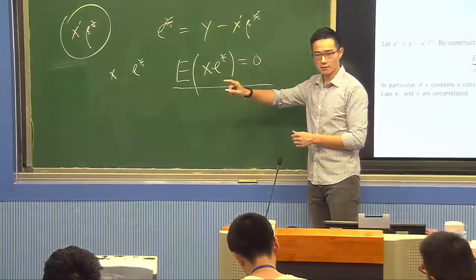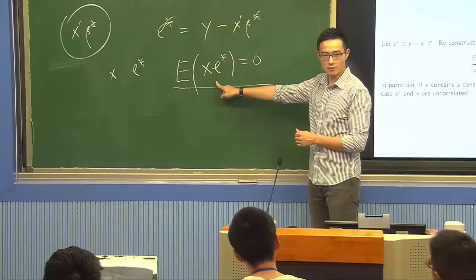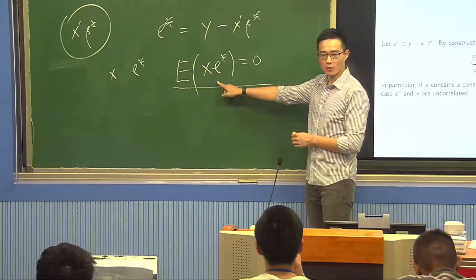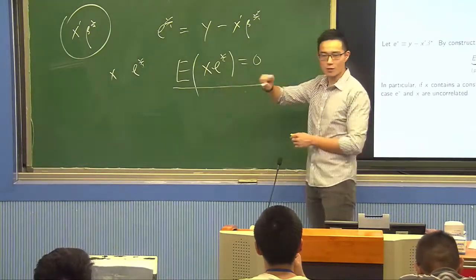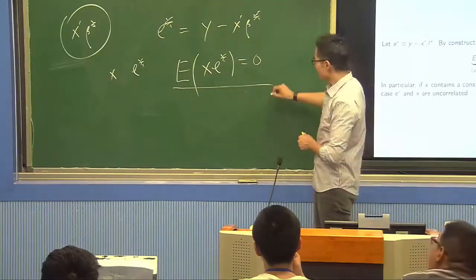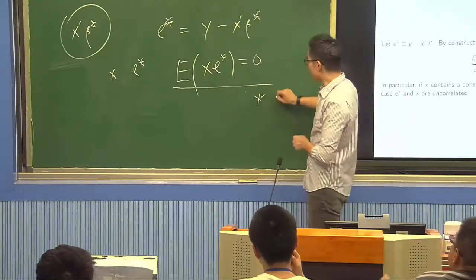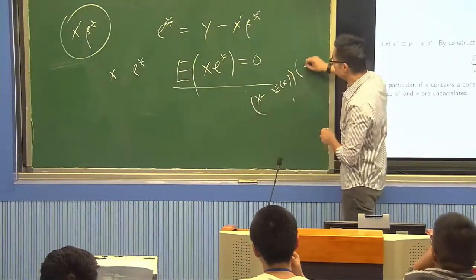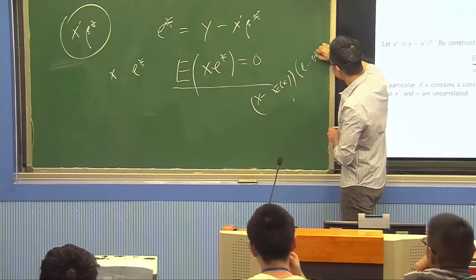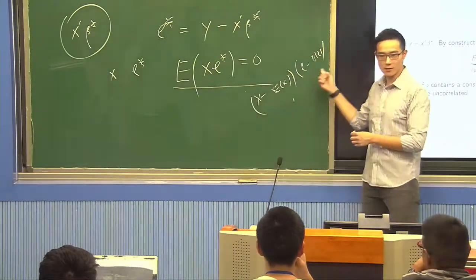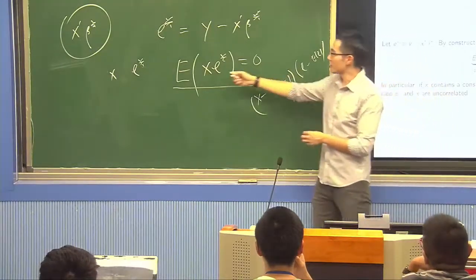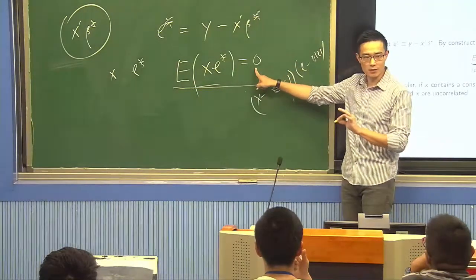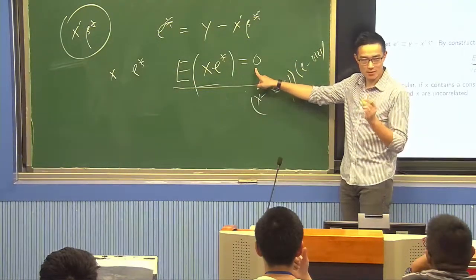Does everybody see that? Does this imply uncorrelation? Does this imply they're independent, not just uncorrelated? How should we write correlation? Correlation actually requires that the covariance, the expectation of (x minus Ex) times (e minus Ee), be zero. So if we only know this equals zero, we may not really be uncorrelated, correct? But here's the thing.